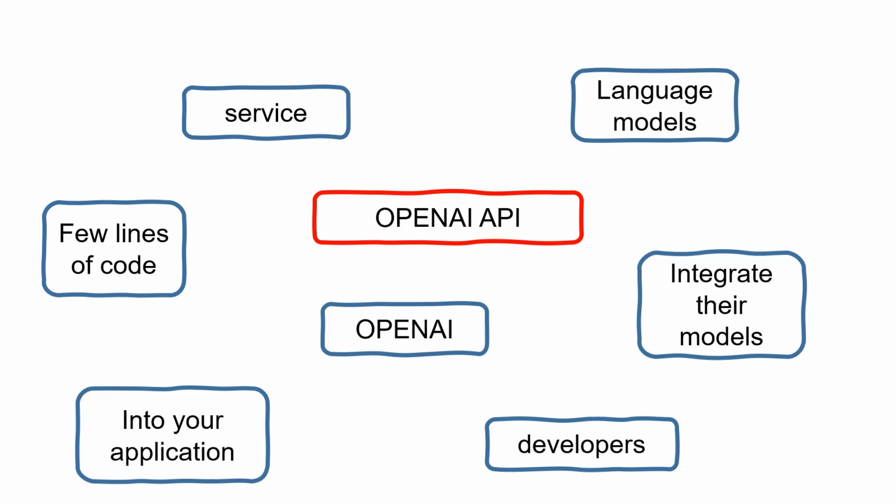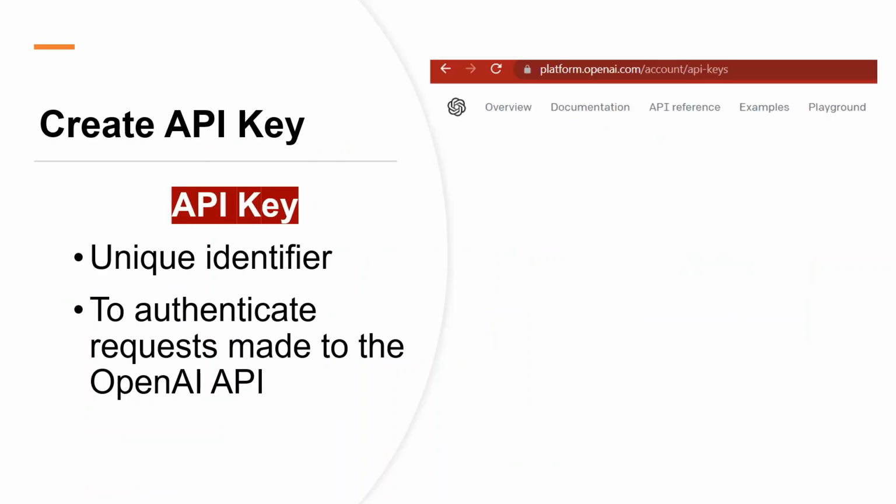Now, let's get started with making our first API request. The first thing you'll need is your API key, which acts as your passport to the OpenAI APIs. So what exactly does this API key do? Well, it serves as your virtual identity card. It allows the OpenAI servers to recognize you, to verify that you have the necessary permission to use their API services.